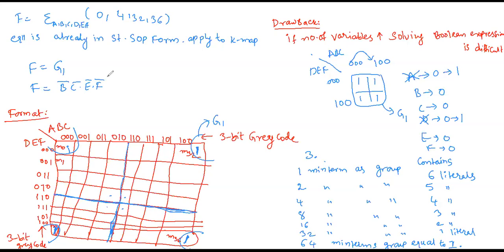Now, the process is similar for the 2 variable, 3 variable, 4 variable, but as the number of variables increases, the K-map is difficult to solve. To simplify the given expression, it is difficult. If you have any doubt in the 6 variable K-map, you can ask me.